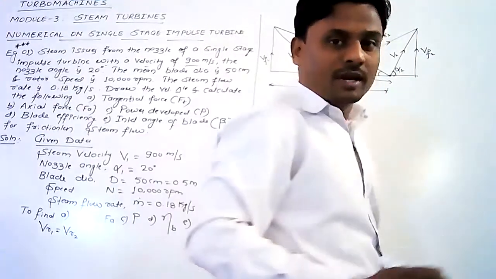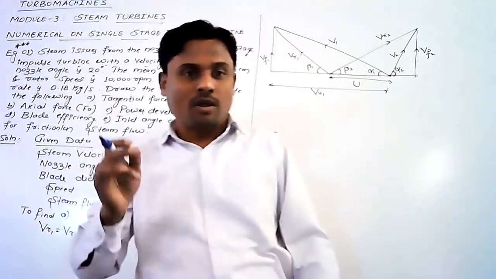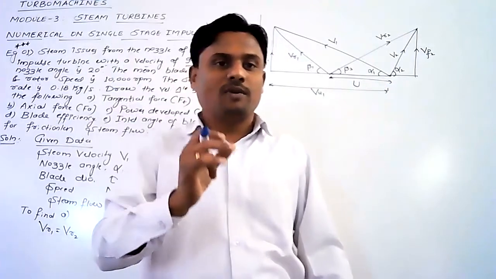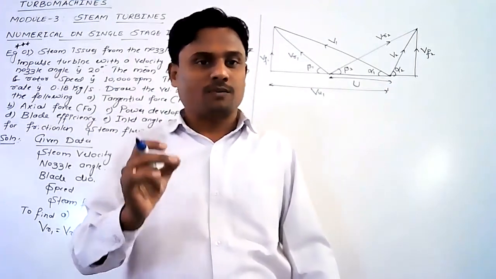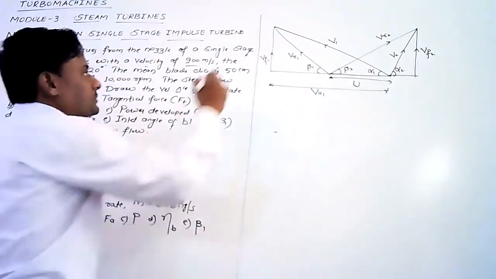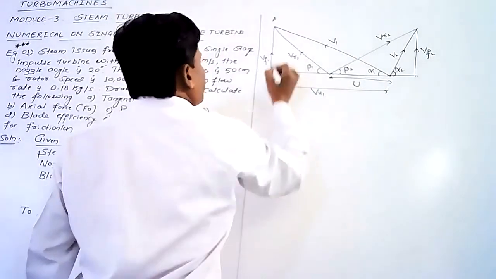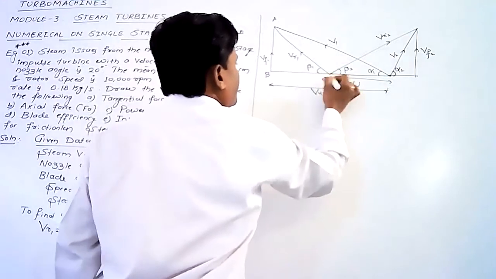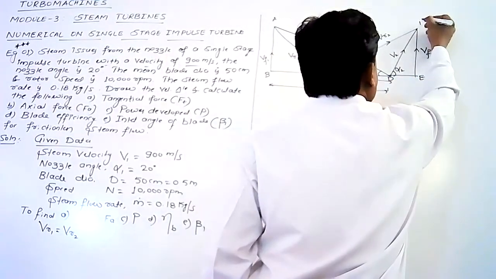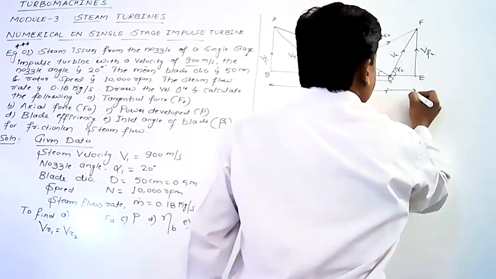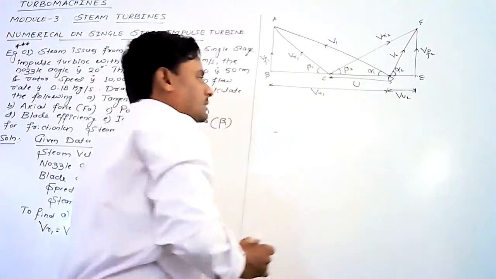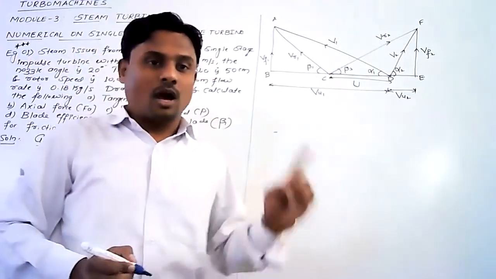So beta 1 and beta 2 are the corresponding angles for VR1 and VR2 respectively. Similarly, alpha 1 and alpha 2 are corresponding angles for V1 and V2 respectively. Name all the vertices A, B, C, D, E and F. The DE is VU2, the tangential velocity component at the outlet.